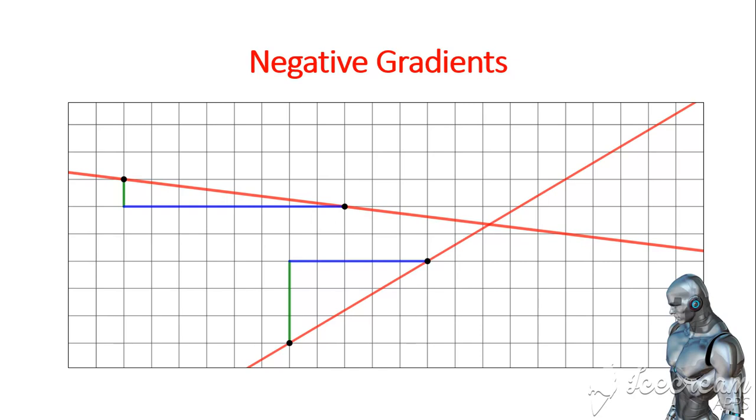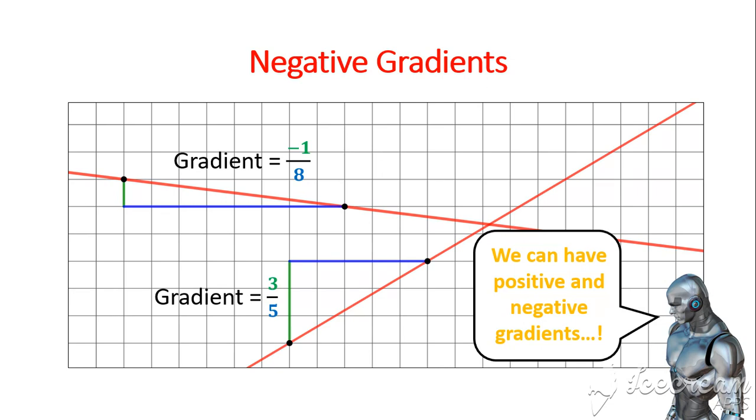Right, I've drawn these 2 graphs on the same grid. We have our gradient of 3/5 and our gradient of -1/8. We can have what we call positive and negative gradients. A positive gradient looks like it's going uphill as we look from the left and move to the right. A negative gradient is like the line is coming downhill as we move from the left-hand side of the screen to the right-hand side. So positive gradient goes up, negative gradient goes down.